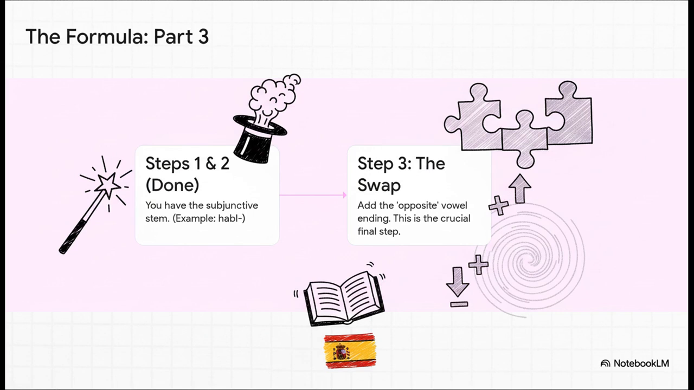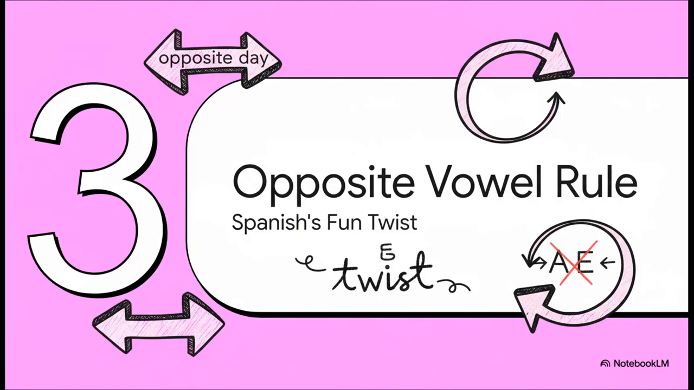You take that stem we just made and you're going to add a brand new ending. But here's the secret. You add the opposite ending. Opposite? What am I talking about? Well, think of it like this. It's like Spanish grammar is having an opposite day. It's this fun little quirk where the normal verb endings just decide to swap places for the subjunctive. It's actually a pretty cool and simple rule.